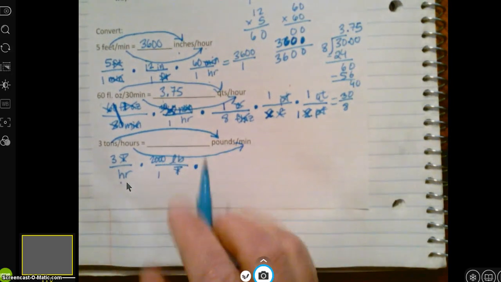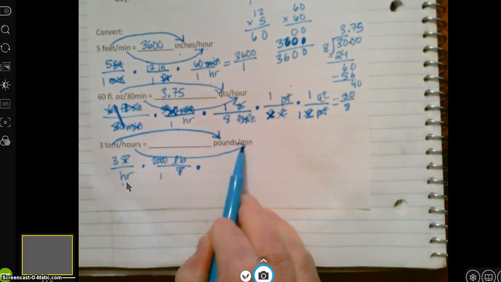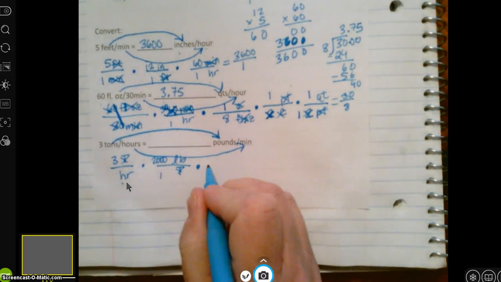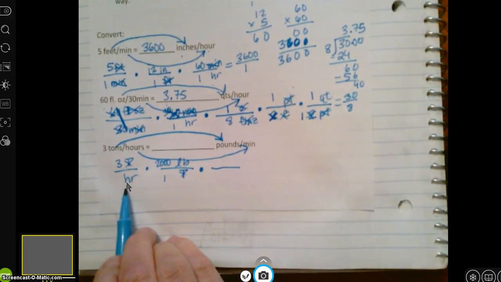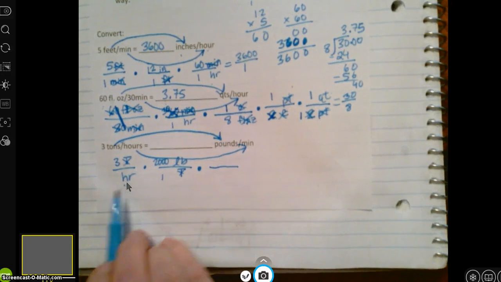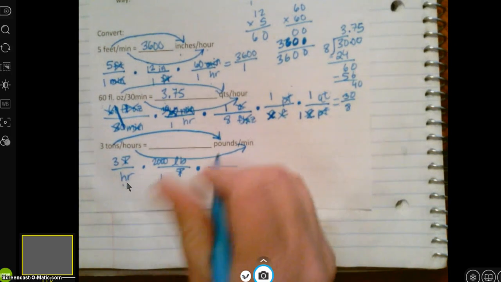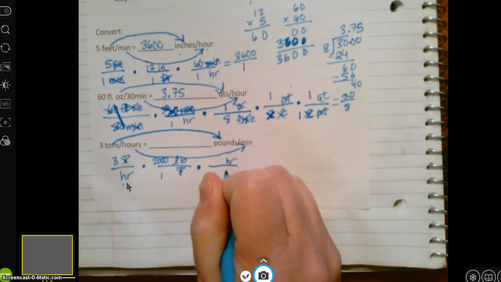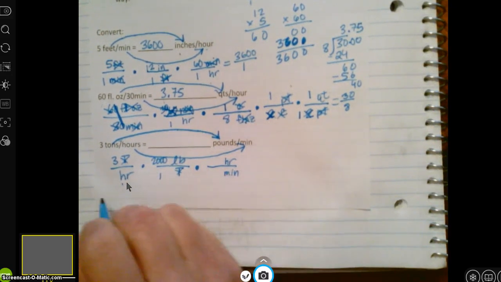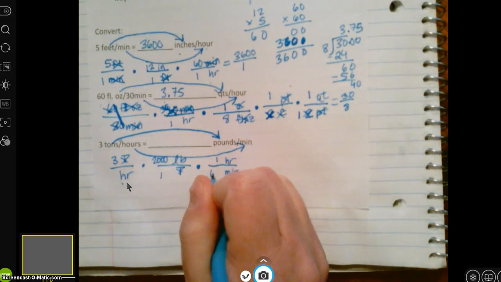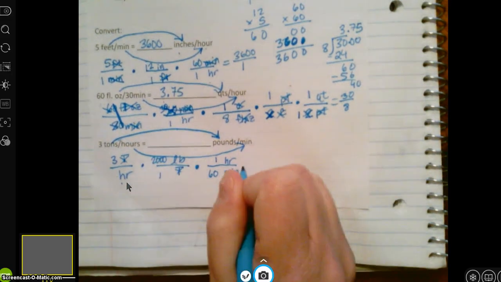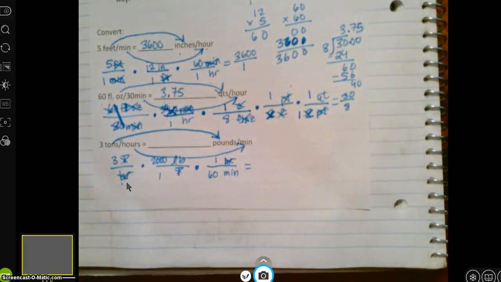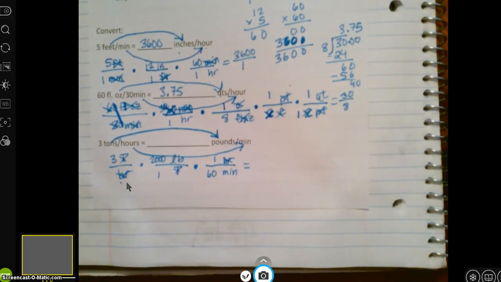I already have the pounds. So now I have pounds per hour, and I want pounds per minute, so we need to get rid of the hours and make them into minutes. How do I get rid of hours? Where do I put it? Hopefully you can tell I put it on top, because remember we put it in the opposite position, and then minutes goes down. So 1 hour is 60 minutes. Okay? And then remember, cross. Each time you draw a line, you should be able to cross something out.